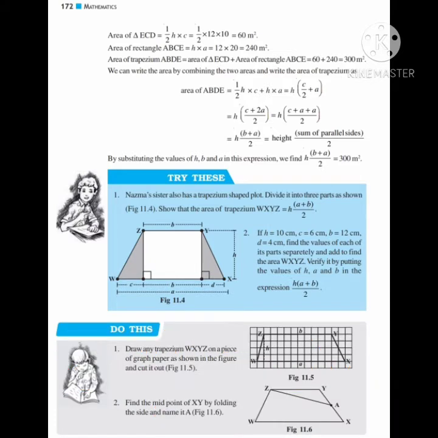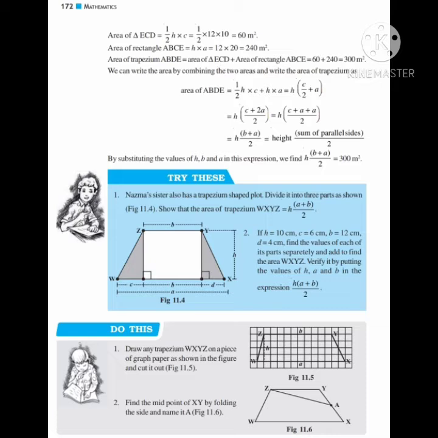So try these, divide the area into 3 parts, and you can again see, go through the try these once. You should understand it once. If there's any query, you can ask me.